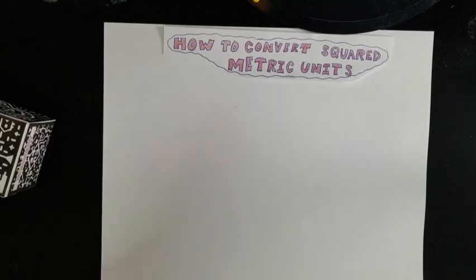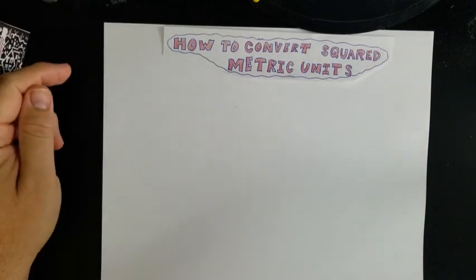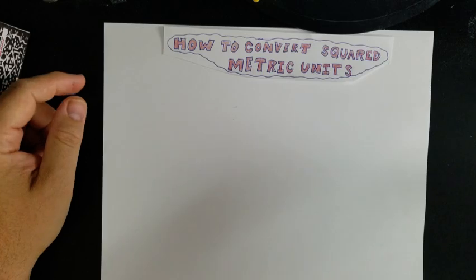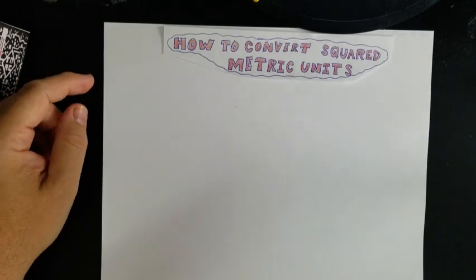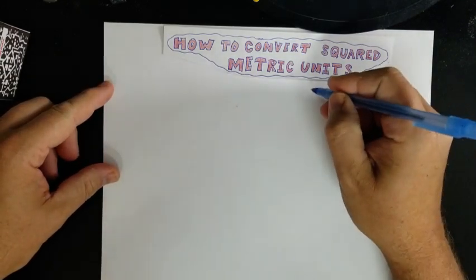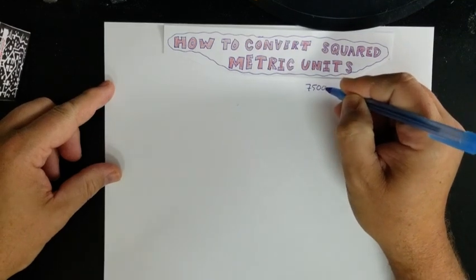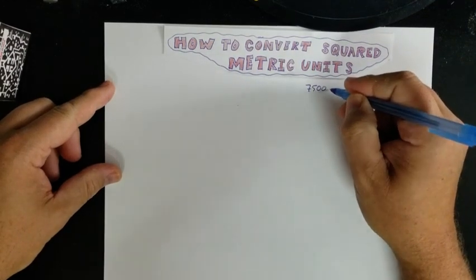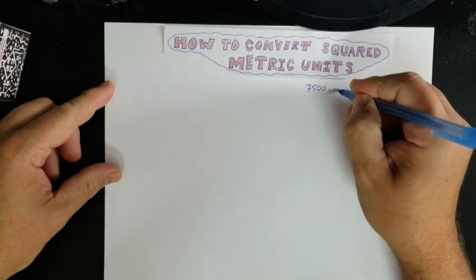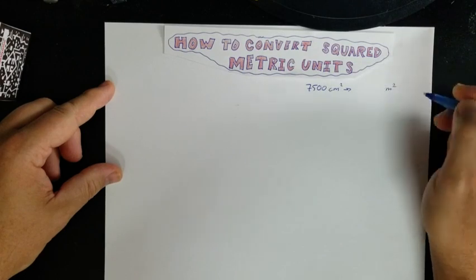All right, this is Mr. Reed. So a number of students have sent me an email saying that they're a little bit confused about converting squared metric units. So I'm just going to quickly go through and do some examples here and explain how this works. So when we're talking about squared units, what we're talking about is a situation like this where you have something like 7,500 and it is in centimeters squared, and you want to convert it to, let's say, meters squared.